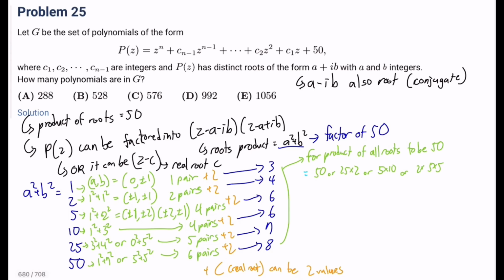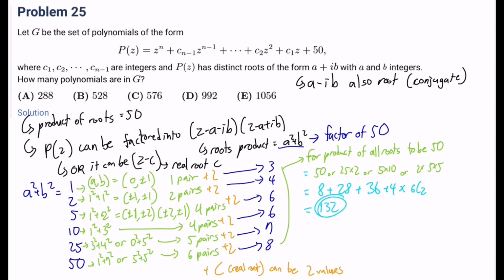So this is all going to be equal to 50, that's 8, plus 25 times 2, that's going to be 7 times 4, 28, plus 5 times 10, that's going to be 6 and 6, that's 36, plus 2 and 5 and 5, so that's going to be, choose 1 from the 4, and then times 6 choose 2, right? 6 choose 2, which is 2 for the 5, right? So that's going to be equal to 132, right?